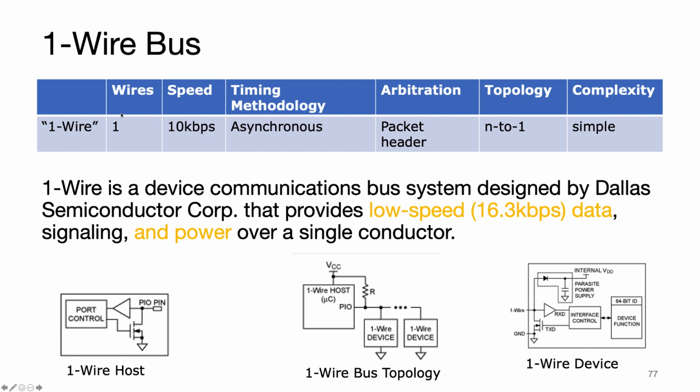So One-Wire, as you expect, speeds are slow, tens of kilobits per second. Timing would have to be asynchronous, right? If it's one wire, there's no clock at all. If you need arbitration, unless you're going to do one-to-one, packet headers are the right way to go. And this happens to be an N-to-1 technology, so one controller talking to multiple peripherals. And the complexity, at least getting it working, is pretty easy.